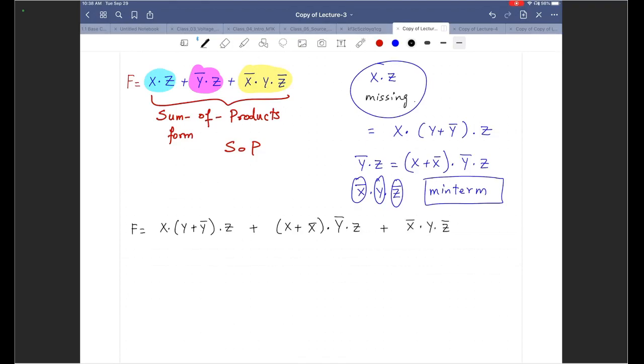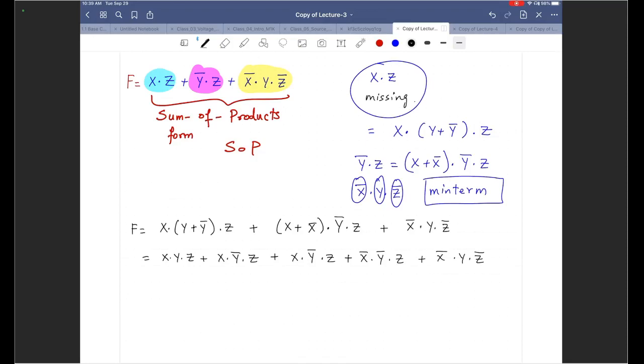Now when you expand it out, every product term will have all three inputs represented, either in true form or in complement form. And that is what we call a canonical sum of products expression. So let's do this: X, Y, Z; X, Y complement, Z; X, Y complement, Z; X complement, Y complement, Z; and the last term.